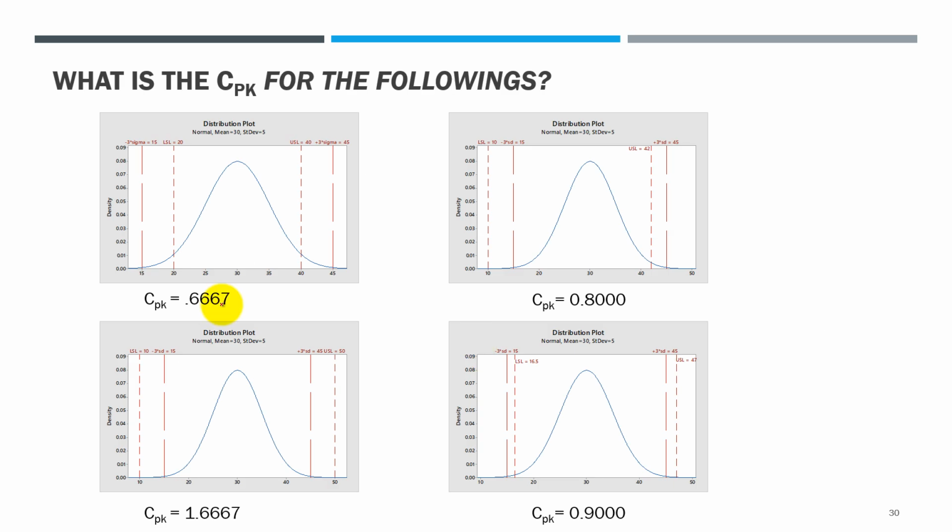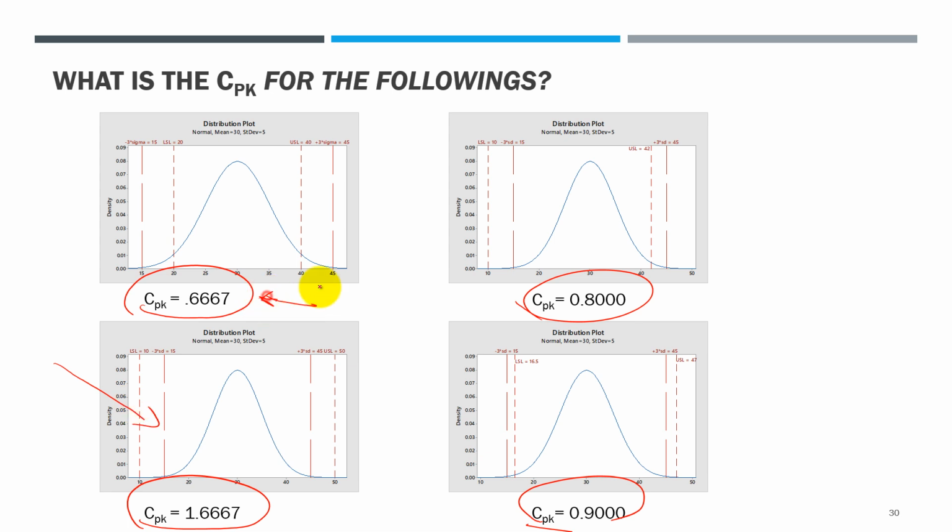Okay, so take a time to calculate these. I've already calculated. These are the capability index individually. So the only capable process in here is this guy. Okay, so what happens to these guys? What is your recommendation for fix?